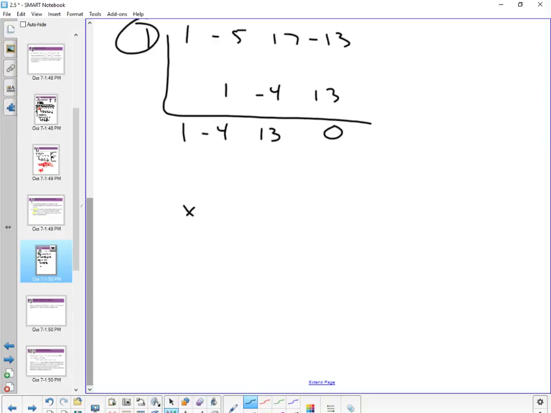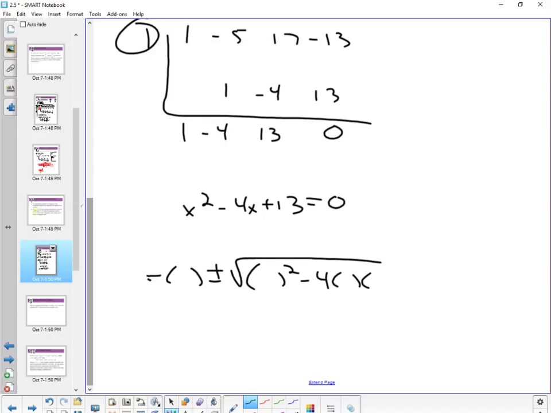So now we're at x squared minus 4x plus 13. Thank you, thank you. You're amazing. Is that factorable? No, because 1 and 13 is the only thing, right? So we've got to go x equals opposite b plus or minus the square root of b squared minus 4ac, all over 2a.